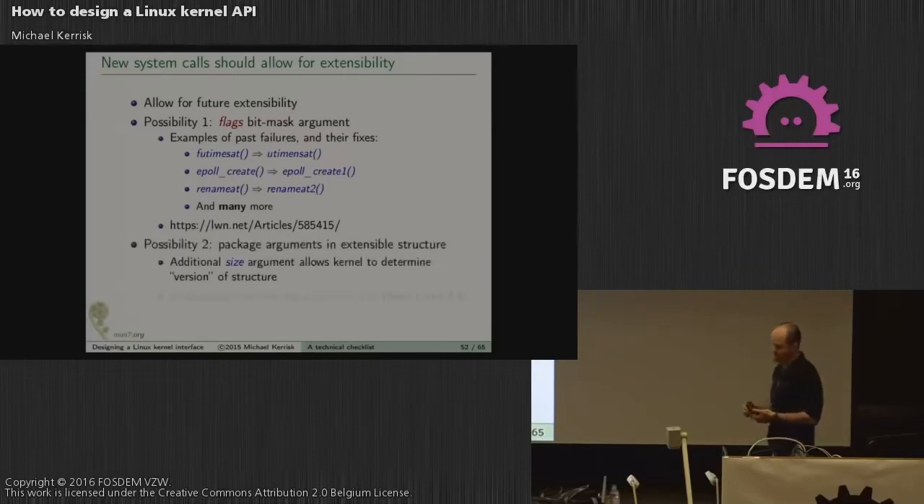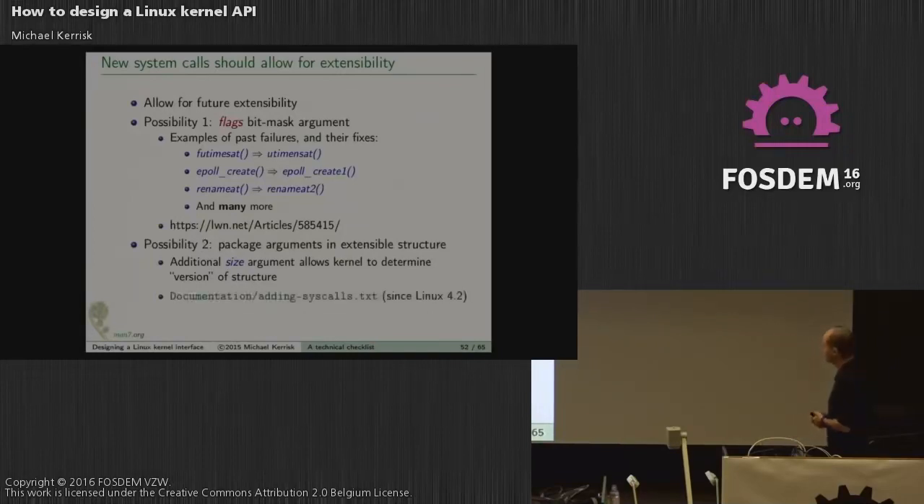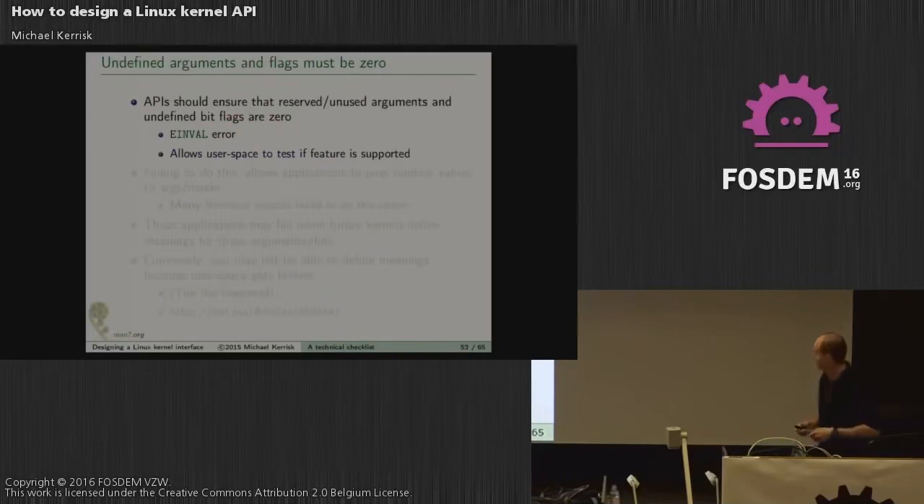There's an alternative possibility where you've got a structure as an argument, and that structure has some sort of size field associated with it. By changing the size in new iterations of the structure, you signify some sort of behavior change in your API. There's nowadays, thanks to David Drysdale, who's actually floating around this conference, a nice text file in the kernel tree that talks a lot about these points.